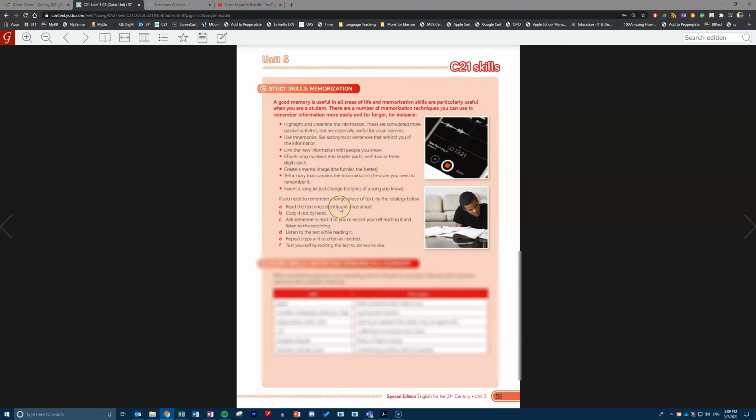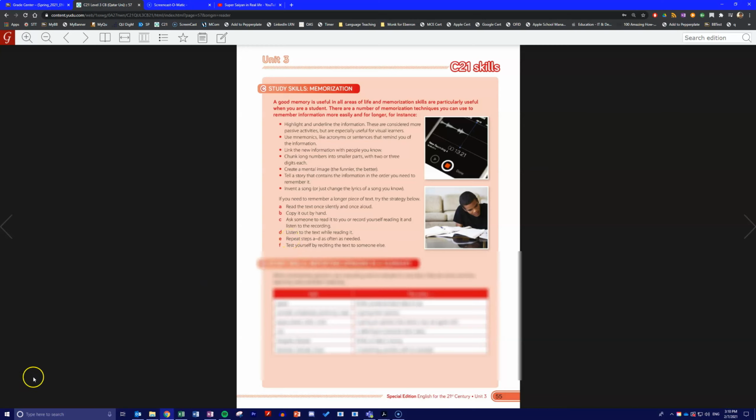And if you're trying to remember bigger pieces of text, read the text once silently and once out loud. Copy it out by hand. Ask someone to read it to you, or record yourself reading it and listen to the recording of it. Listen to the text while reading it. Repeat these steps, A through D, as often as possible, and test yourself by reciting the text to someone else.